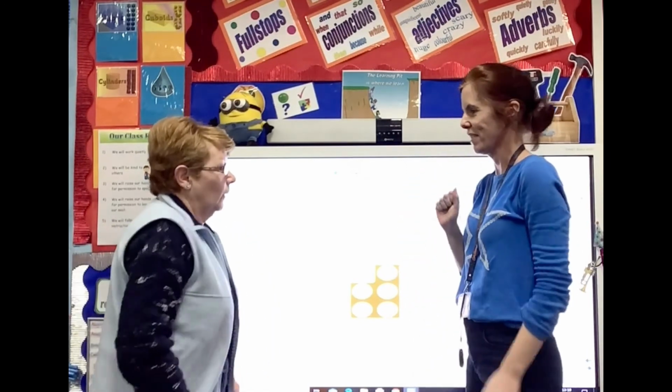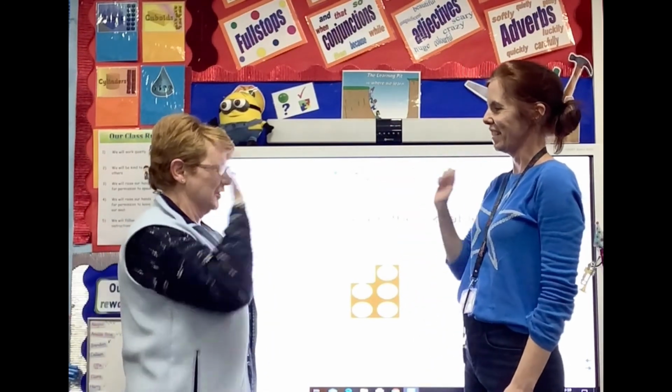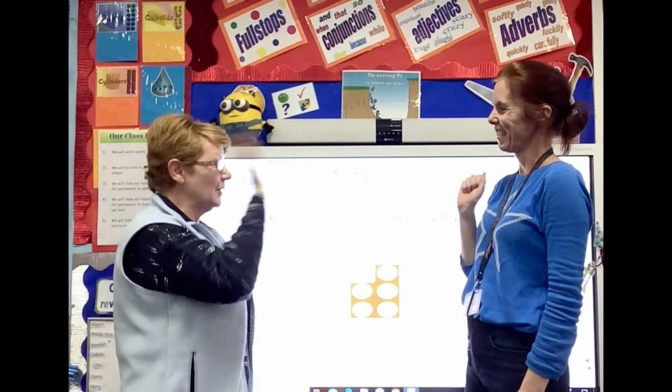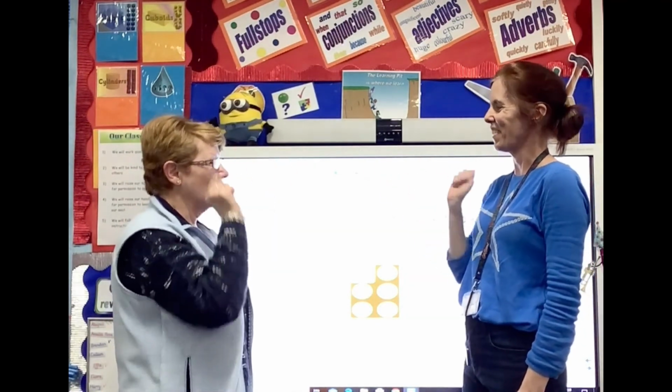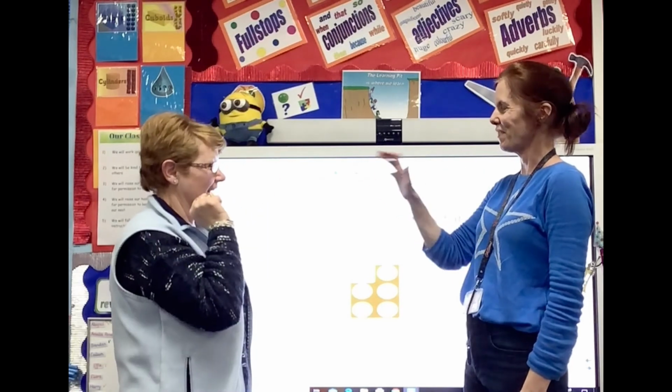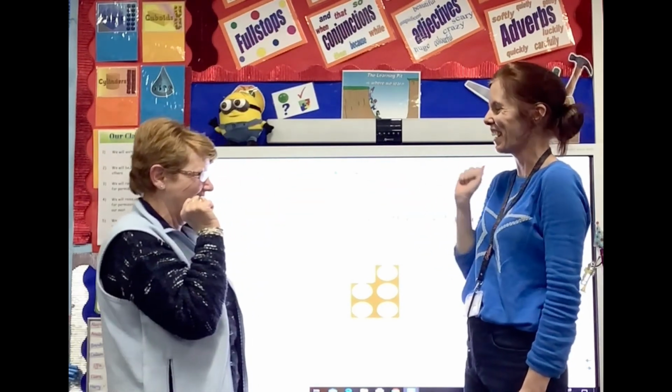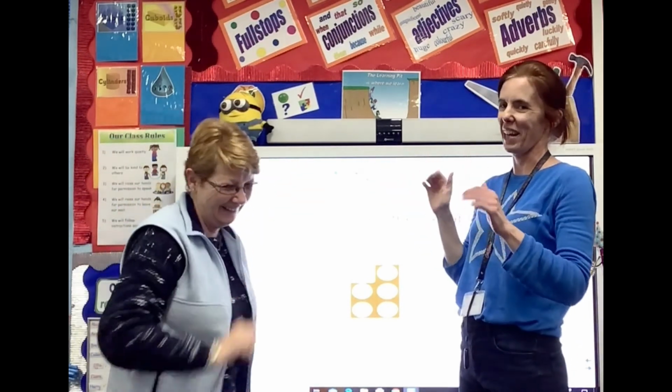Right, off we go. 5, 10, 15, 20, 25, 20. Oh, get it wrong! We're going to start again. I won. Right, we'll start again. 5, 10, 15, 20, 25, 30, 35, 40, 45, 50, 55, 60, 65, 70. Stop! We're calling it there.